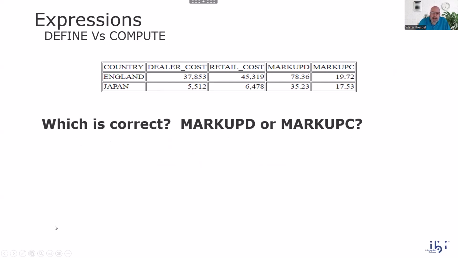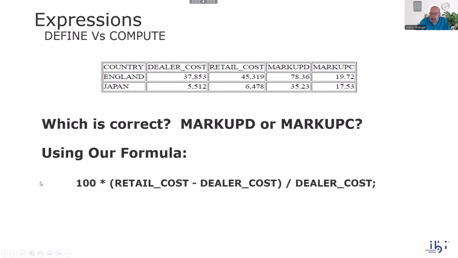So which is correct? Well, they both are. It depends on what you're really looking for. So let's dig a little deeper and see what's going on. Using the formula, we get 45,319 minus 37, which is the total retail cost minus the total dealer cost for England. And that gives us the 19.72, which is the markup that was computed.